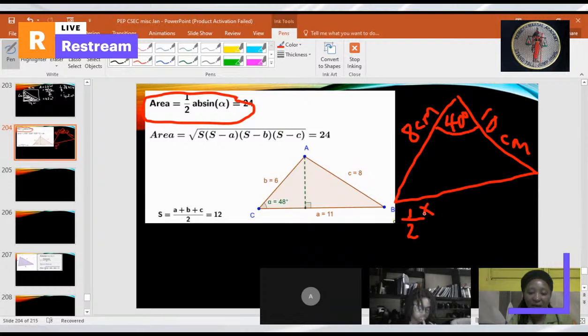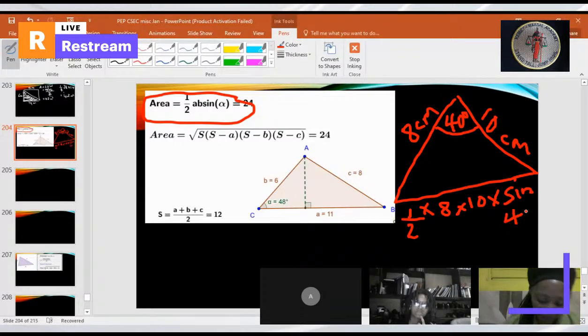times 10 times sine of the angle. So it'll be sine 40. So you just use your calculator, or three figure tables if you still have one, to find the sine of 40 degrees. What's the sine of 40 degrees? Check that for me. The sine of 40 degrees. Miss, 0.64.